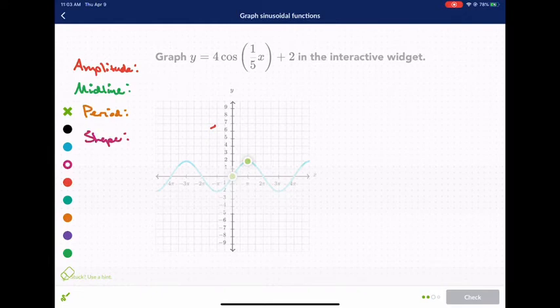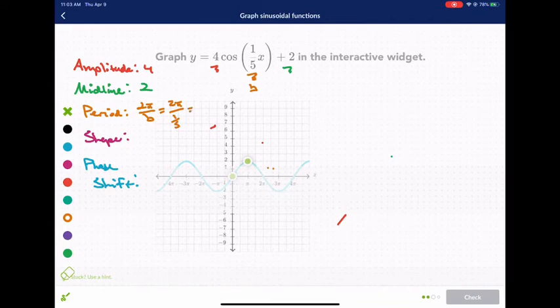All right, we've got these 5 things we need to find. Let's get that amplitude first. I'm going to grab that 4 in the front, that's my amplitude. The midline's the +2 at the end. And my period is 2 pi over b. So 2 pi over 1/5, which is 10 pi. That's my period.